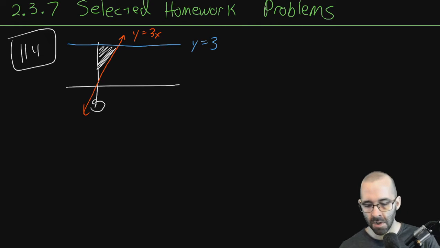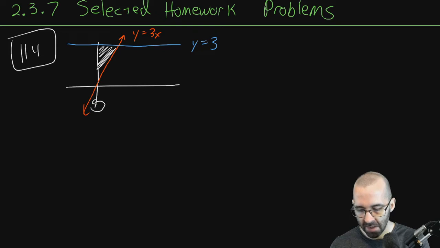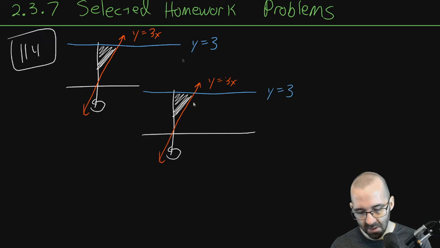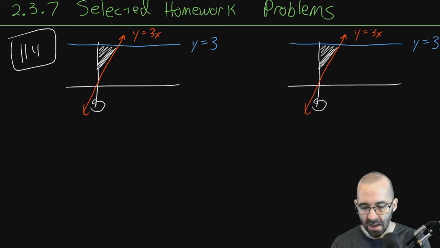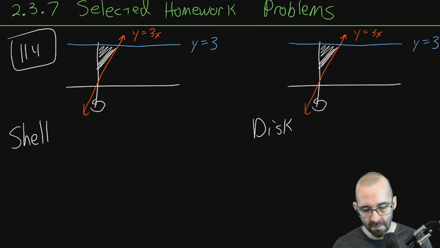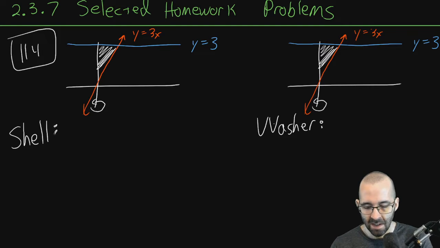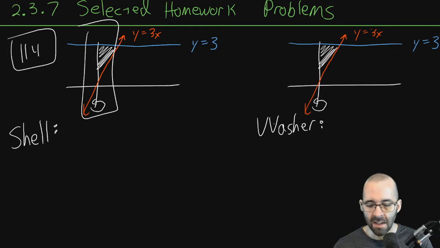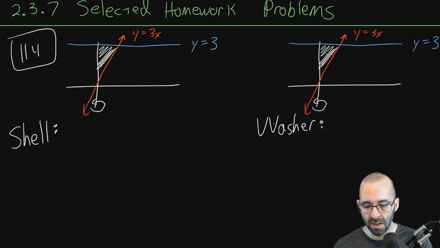All right. So I'm actually going to copy this picture twice. Wait, does it let me copy it on the same page? Yeah, there we go. Let's copy the picture twice and set it up with the shell and the disc or washer. All right, it's technically washer here. I just want the same name for both of them. Basically the same method. So here we're rotating it about the y-axis, so we're going to need things in terms of x for the shell method. Everything's already in terms of x, so we're good to go.